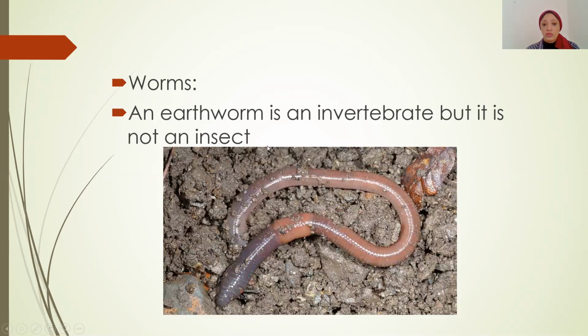Worms. An earthworm is an invertebrate, but it is not an insect. If I ask you, can you consider the worm an insect? It is an invertebrate, as we agree, because it has no internal skeleton. But can we consider it a kind of insect? The answer is no. Does it have any legs? No. The insect should have 6 legs. Does it have any wings? No. Does it have an antenna? No. So it is not an insect.